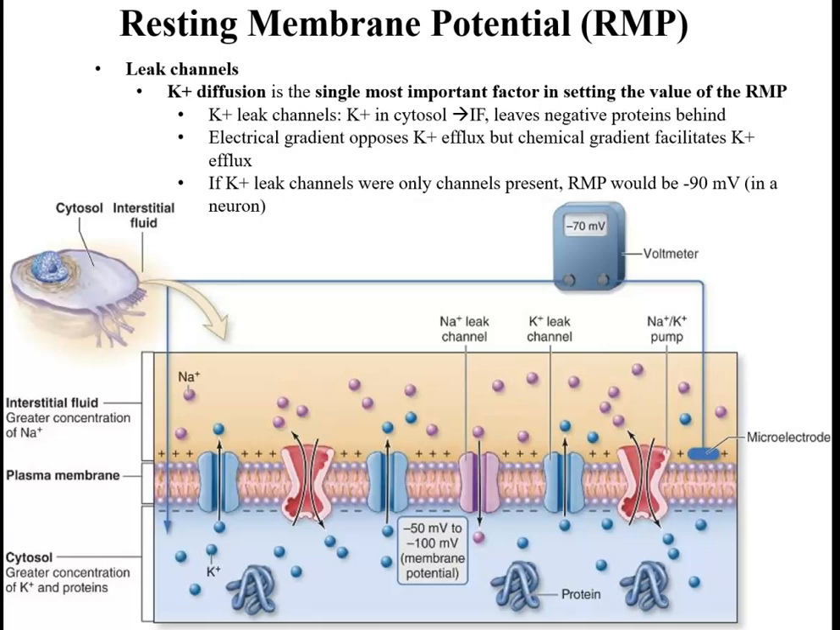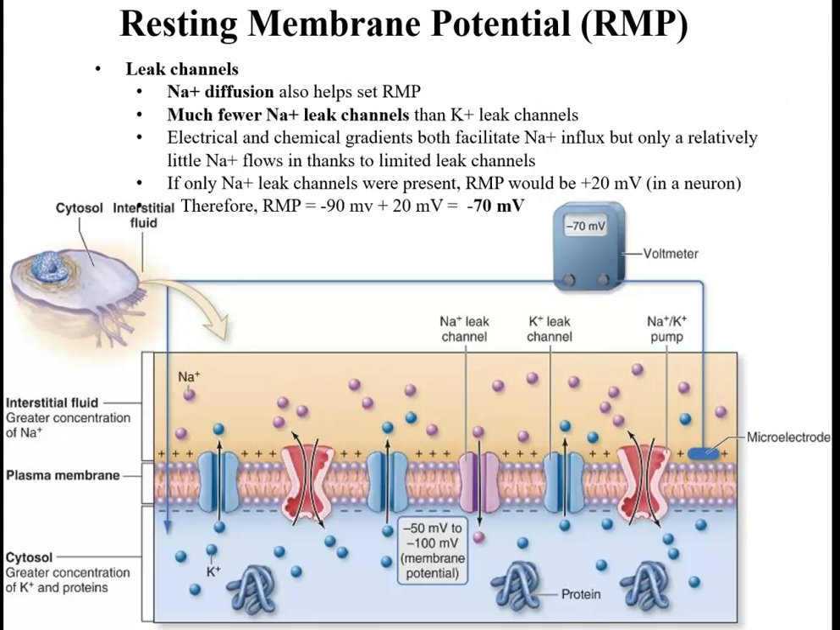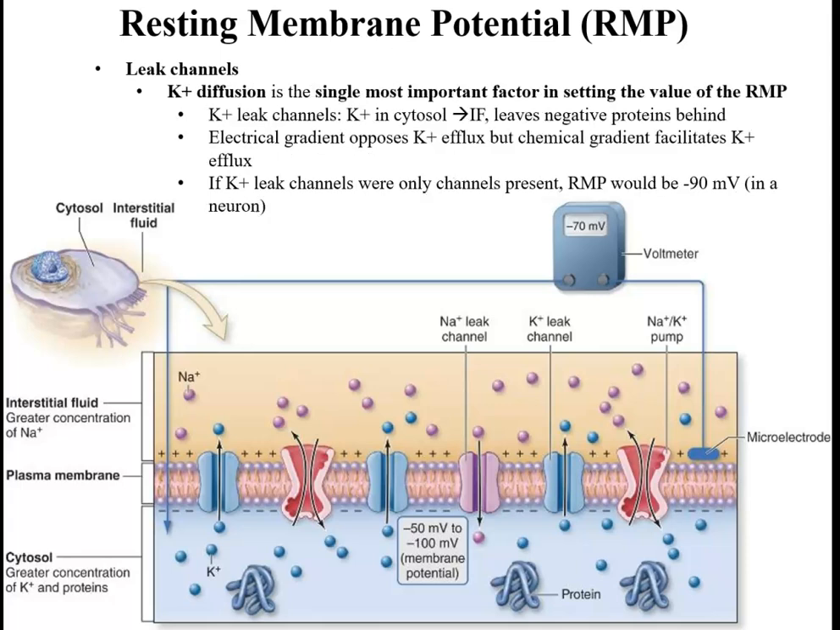Okay, so leak channels. The potassium leak channels are the single most important factor in setting the value of the resting membrane potential. So potassium efflux is potassium going from the cytosol to the interstitial fluid, and it leaves negative proteins behind. So you can see that down here. Here's potassium going from the cytosol to the interstitial fluid, and these large proteins stay trapped inside of the cell.